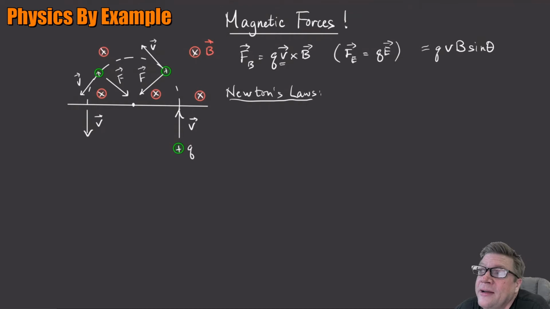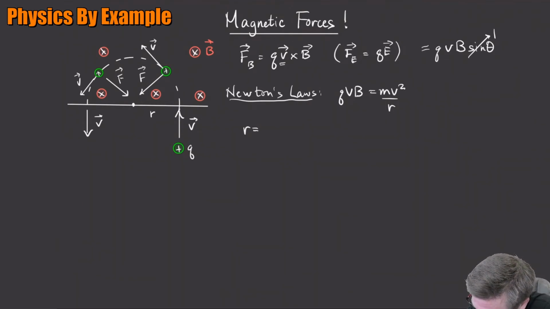Well, look here. B is into the page, and V is in the plane of the page, so that angle is 90 degrees. Sine of 90 degrees is just 1. So for this example, the magnitude of the force is just QVB, right? This has to be equal to the magnitude of the centripetal force, so it's equal to mv squared over r. So we can figure out the radius of this circular motion. I can just solve for r. So r is just going to be mv over qB, as one of those v's cancels. There we go. We're done.